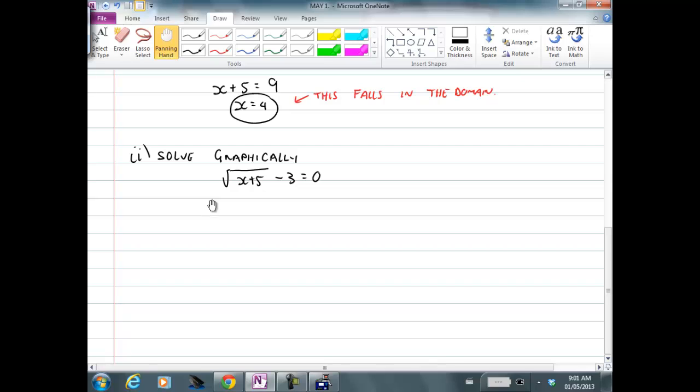Try another one, a bit more challenging, since that was too easy. What if I give you this one? Square root.